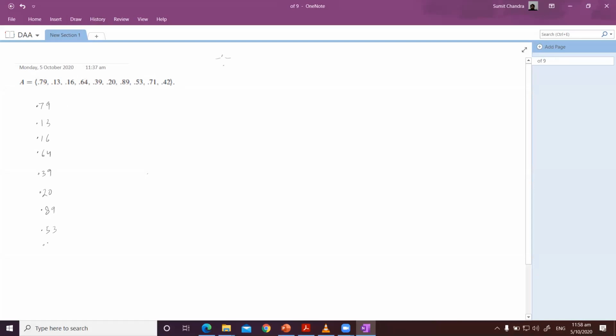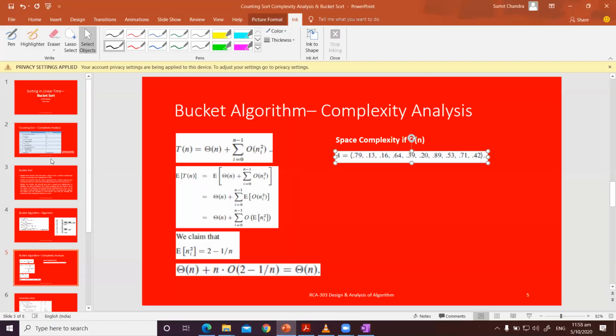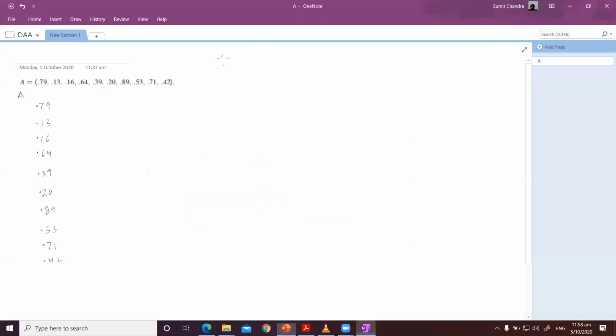0.53, 0.71, 0.42. So this is our array A. All the elements are here in the array A. Okay, so now we'll write the indices.